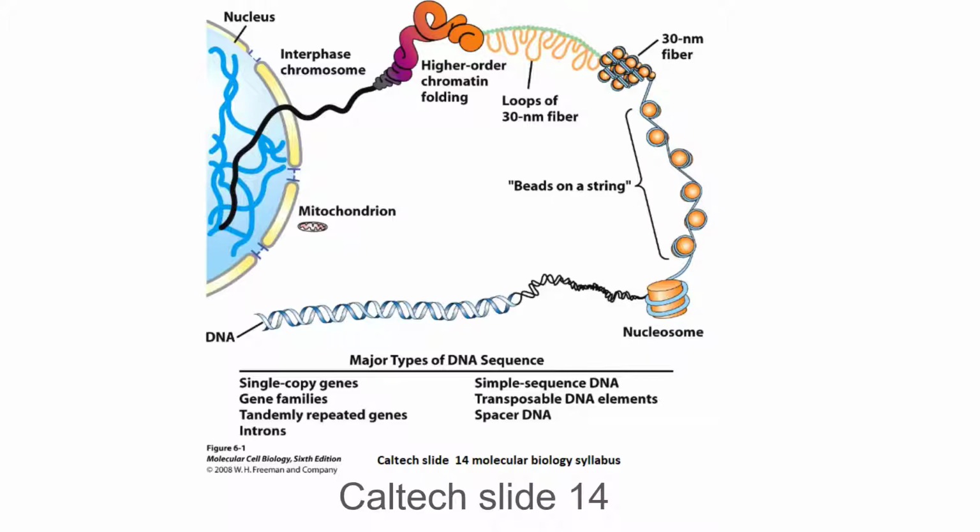transposable DNA elements, spacer DNA, simple sequence DNA, those types of DNA sequence, I am not going to go into details on those, but they are heavily studied. So those are rabbit holes you can get lost in or make a career out of, depending on what your mindset is. Any questions?